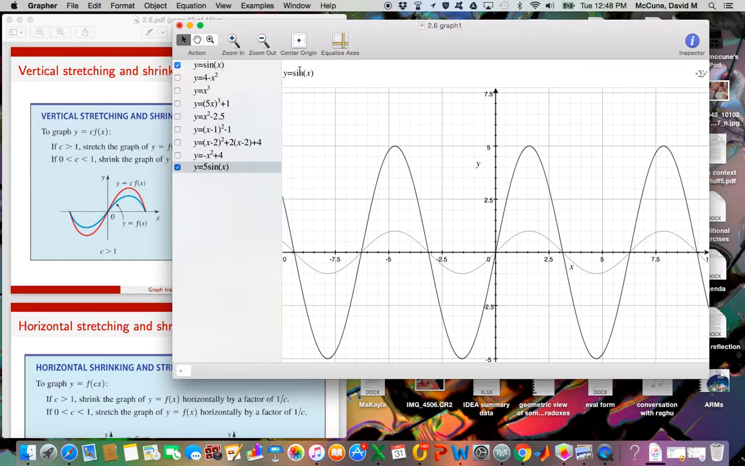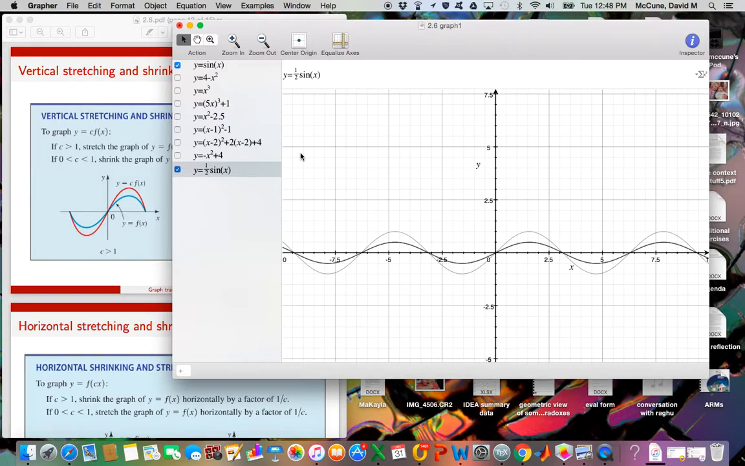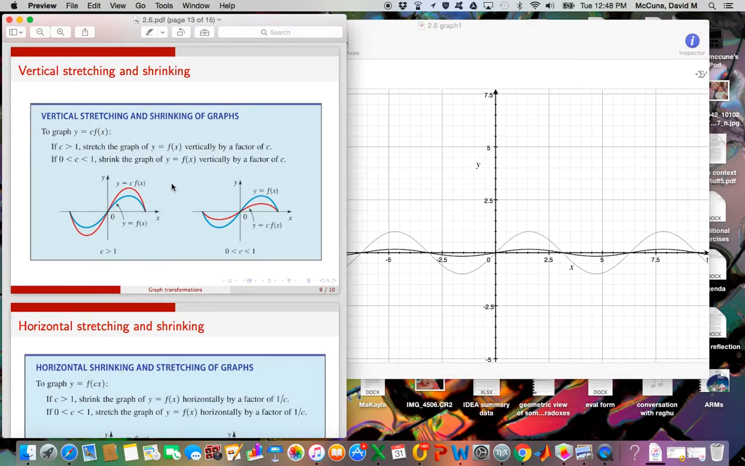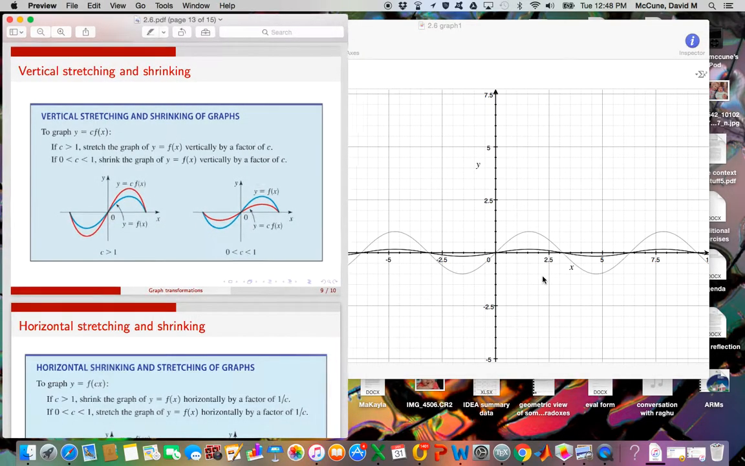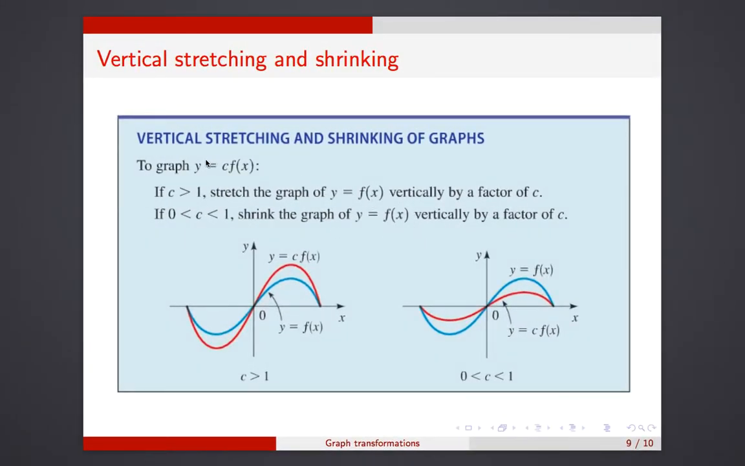I could also do not 2, but maybe a half sine x. See what that does? That squashes, right? It's not a vertical stretch, it's a vertical shrink or a vertical squash, whatever word you want to use. A third, a sixth, right? The smaller I make that number, the more I'm squashing it down. So that's all this slide is saying: if you take a function and multiply everything in sight by a number c, if that c is bigger than 1, you're getting a vertical stretch. If that c is between 0 and 1, so it's a fraction, you're doing a vertical squash, a vertical compression.